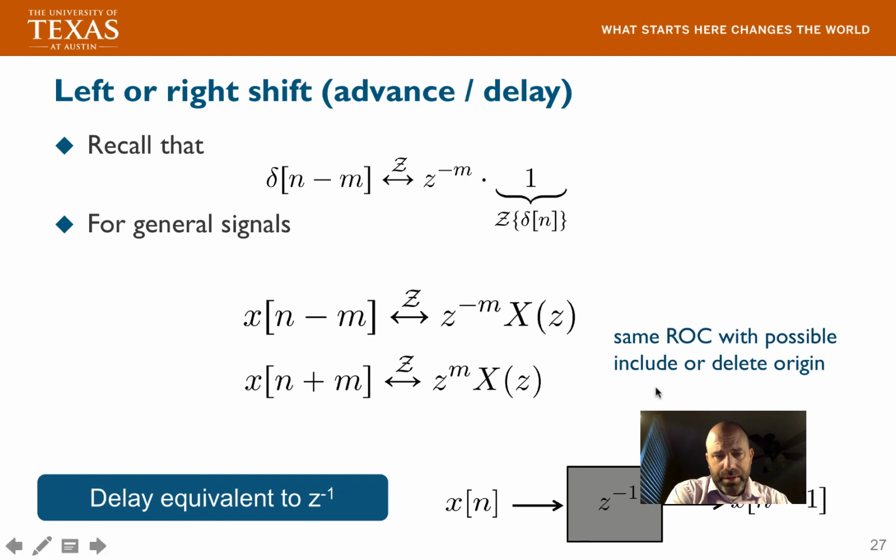And as a result here, as I mentioned before, we often denote a delay as z to the minus 1. So if you have a system that takes x of n and delays it by 1, the output would be x of n minus 1. We might write z to the minus 1 here instead of delta of n minus 1. And if you look at a lot of system block diagrams, especially if you take 351M or 445s, you'll use this z notation quite commonly.